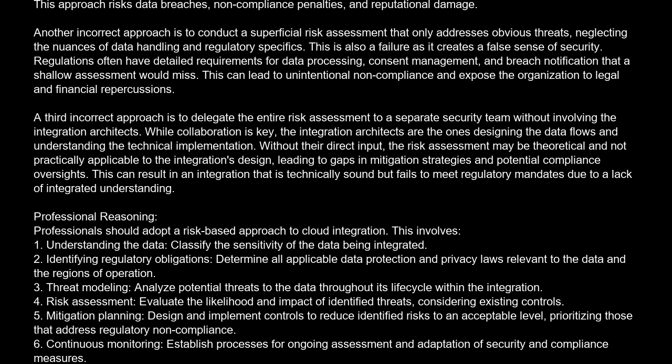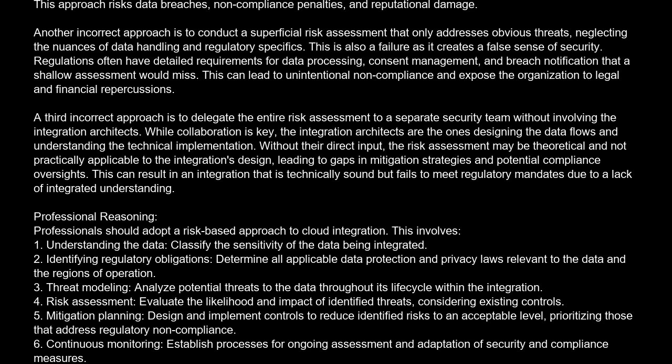2. Identifying regulatory obligations. Determine all applicable data protection and privacy laws relevant to the data and the regions of operation. 3. Threat modeling. Analyze potential threats to the data throughout its lifecycle within the integration. 4. Risk assessment. Evaluate the likelihood and impact of identified threats, considering existing controls. 5. Mitigation planning. Design and implement controls to reduce identified risks to an acceptable level, prioritizing those that address regulatory noncompliance. 6. Continuous monitoring. Establish processes for ongoing assessment and adaptation of security and compliance measures.